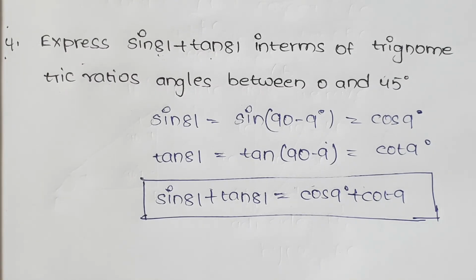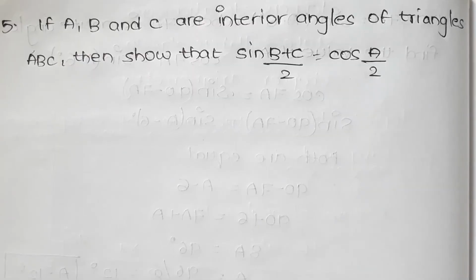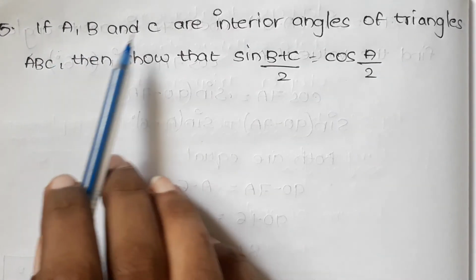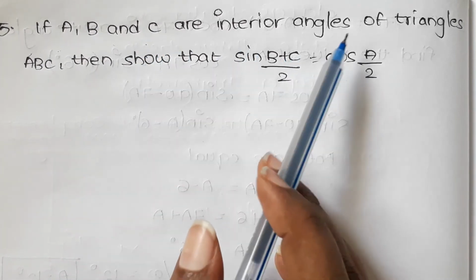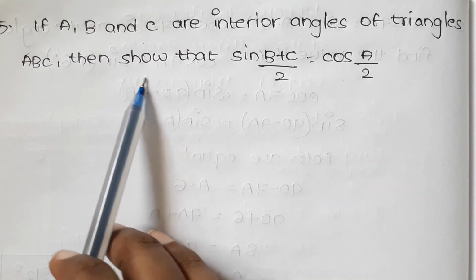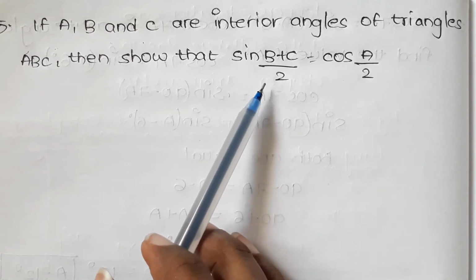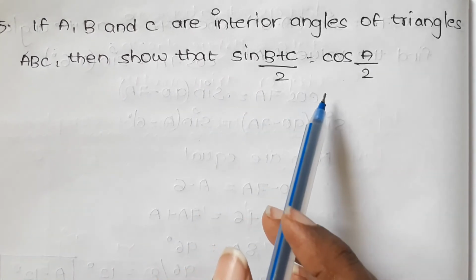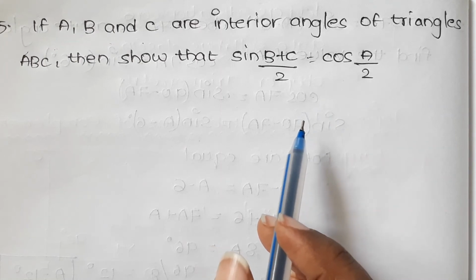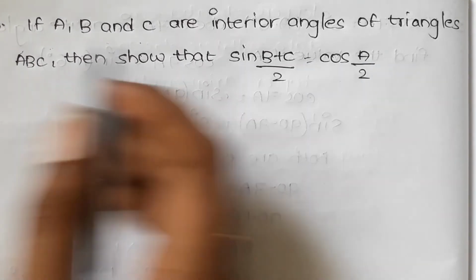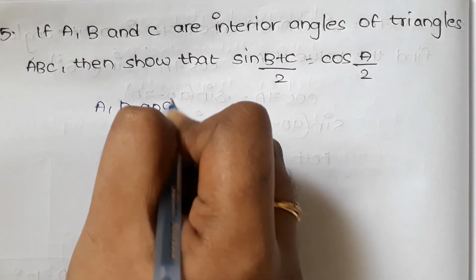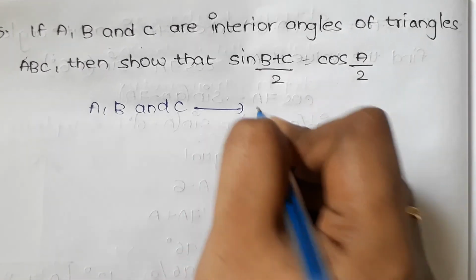Now let us see the last example. Here is the fifth example. That is, if A, B and C are interior angles of triangle ABC, then show that sin of (B plus C) by 2 equals cos of A by 2. Here it is given that A, B and C are interior angles of triangle ABC.